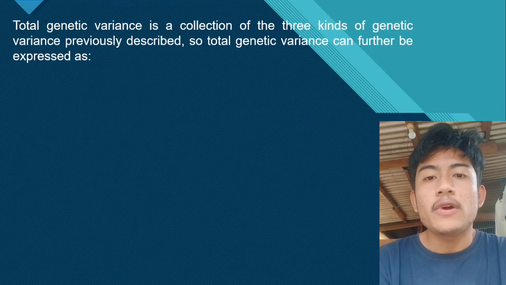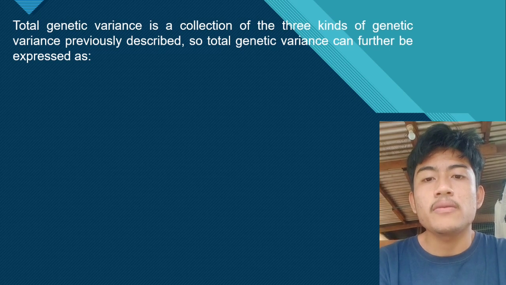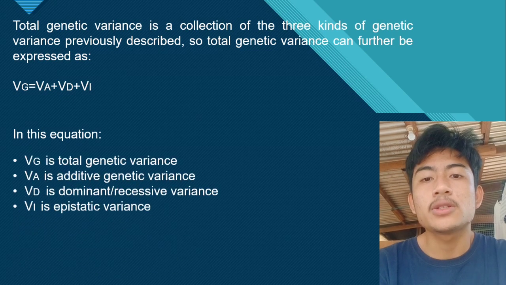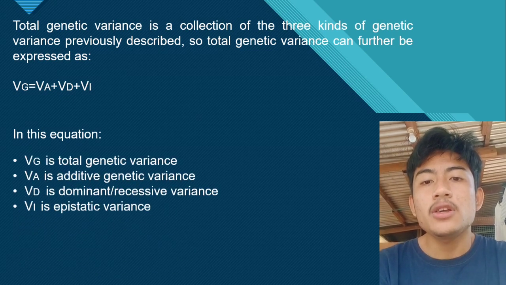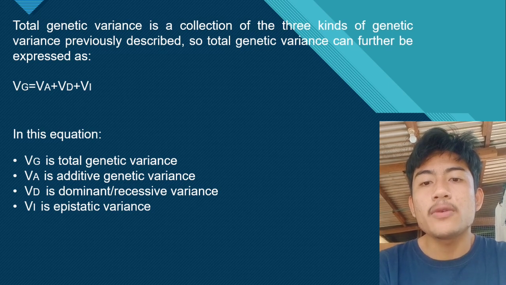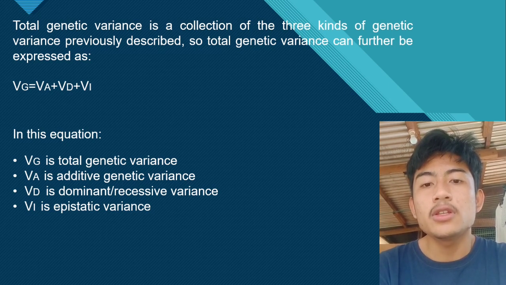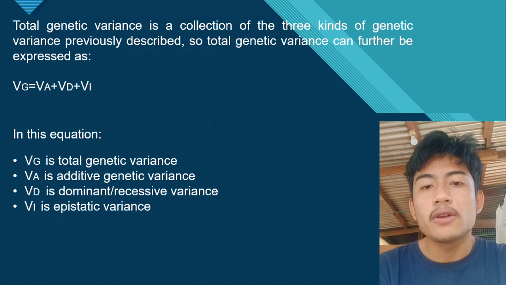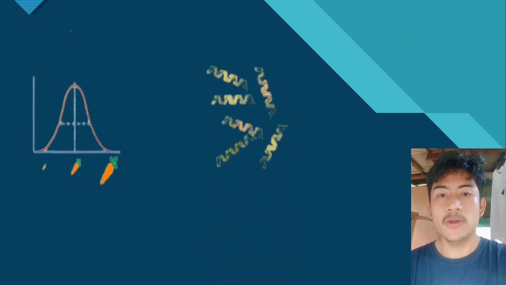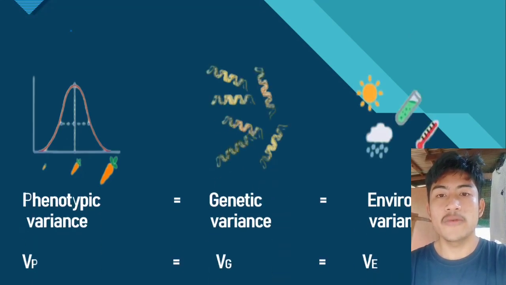Total genetic variance is a collection of the three kinds of genetic variance previously described, so total genetic variance can further be expressed as Vg = Va + Vd + Vi. In this equation, Vg is total genetic variance, Va is additive genetic variance, Vd is dominance variance, Vi is epistatic variance. The phenotypic variance of quantitative traits is the sum of their genetic and environmental variance.